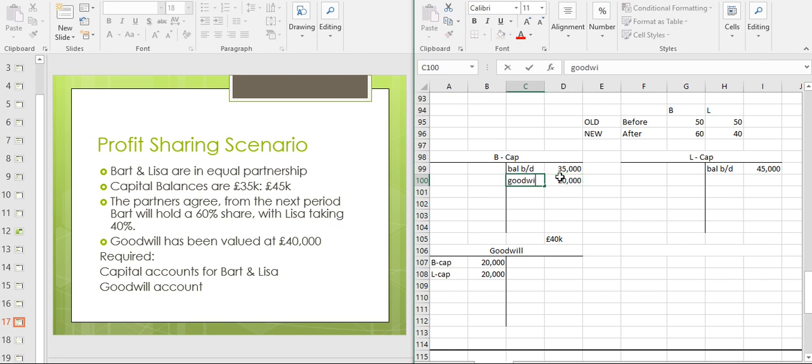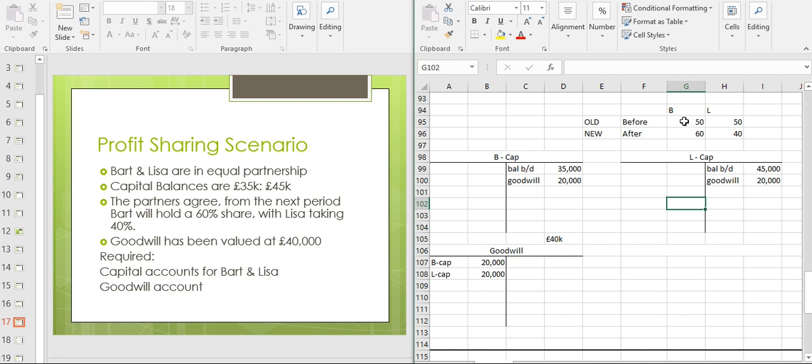And that is from goodwill. And I'm just going to copy that over because it is exactly the same for Lisa. The only difference here is the opening balance. So we've got goodwill, debit, credit there, credit over there. So we have just created goodwill. Now we need to eliminate.